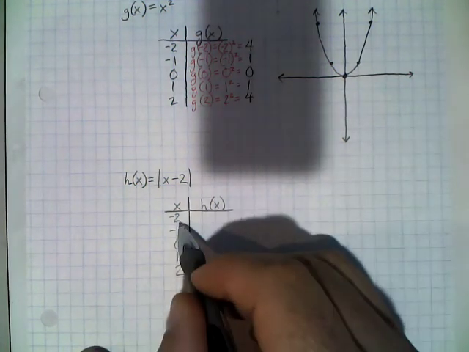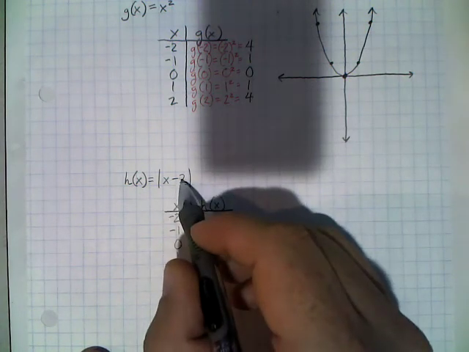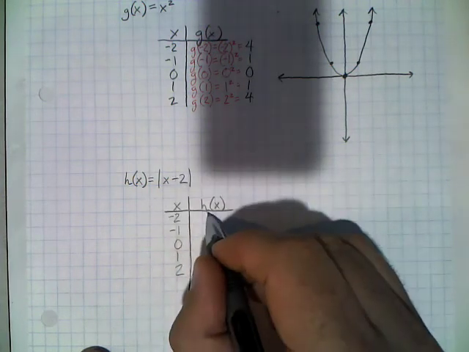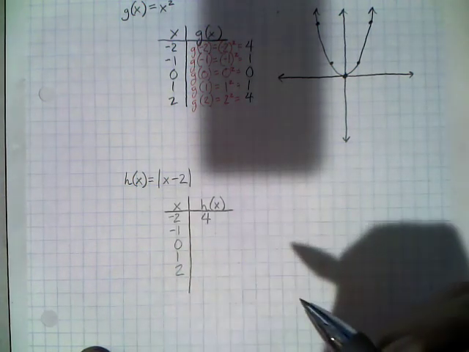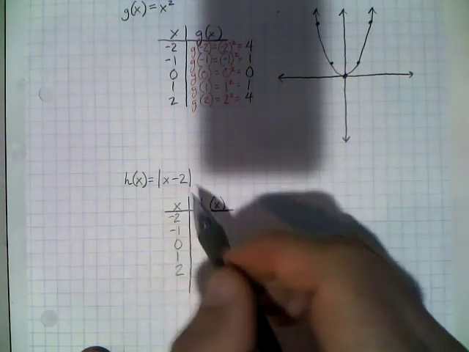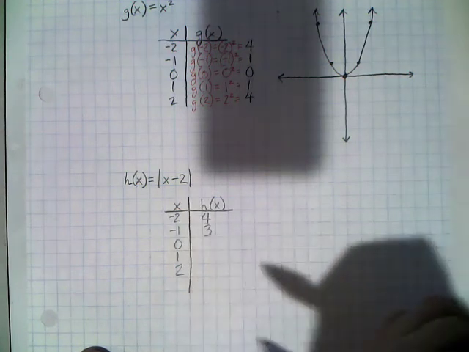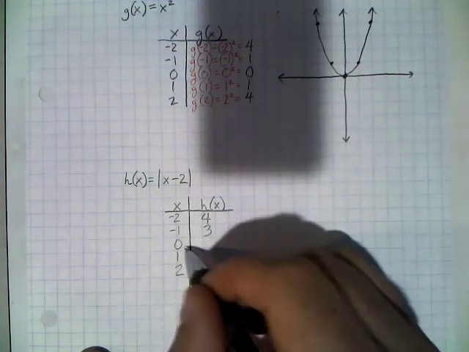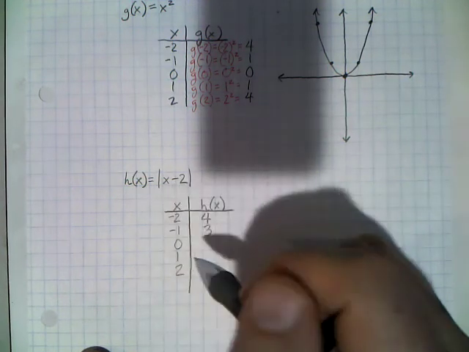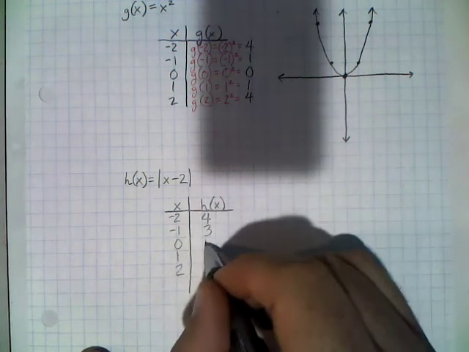So h of -2, so we're thinking plug -2 in here. -2 minus 2 would be a -4. Absolute value, that would be a +4. I plug in a -1. -1 minus 2 would be a -3. And the absolute value would make that a +3. 0 minus 2 would give me a -2. The absolute value of -2 would be a +2.